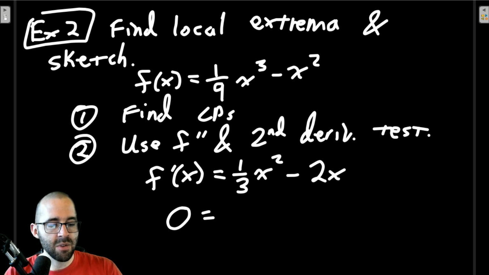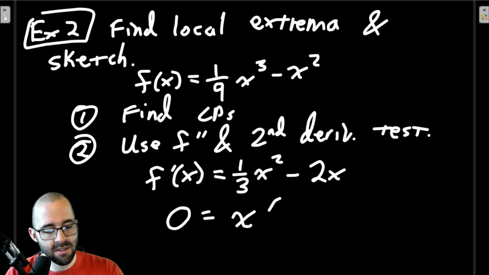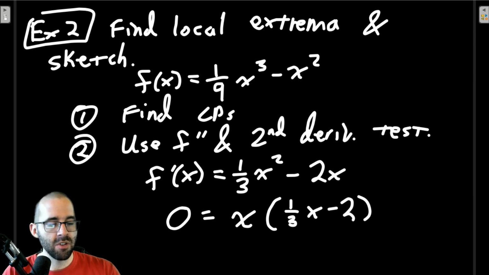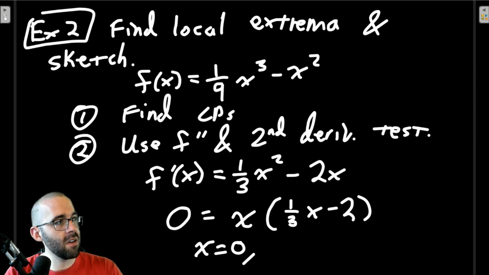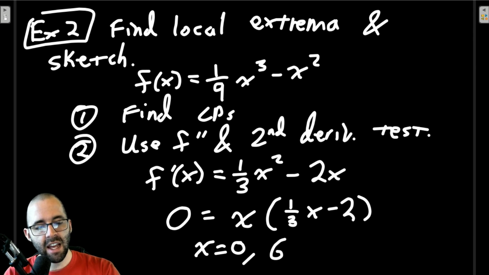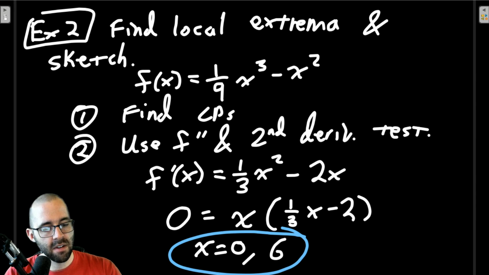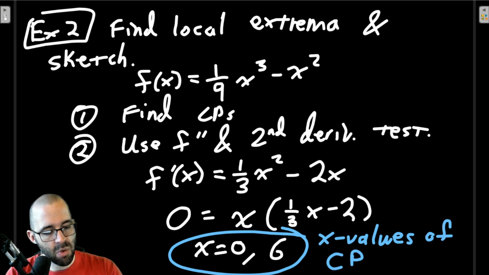To solve a quadratic equation equal to 0, you can either use the quadratic formula or factor. We're going to factor again. We have a greatest common factor of x, leaving 1/3 x minus 2. This is going to have 2 solutions, each when each part equals 0. The first part equals 0 when x is equal to 0. The second part equals 0 when, adding 2 and multiplying by 3, x is equal to 6. So these are the x values of our critical points.